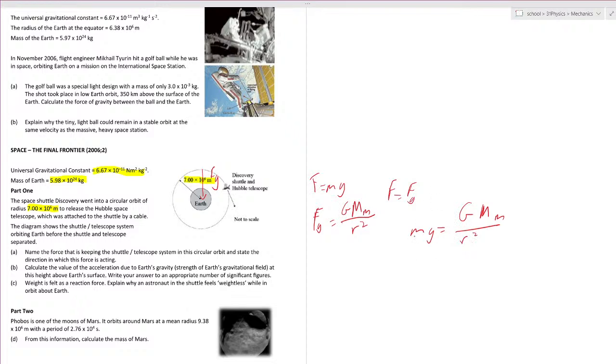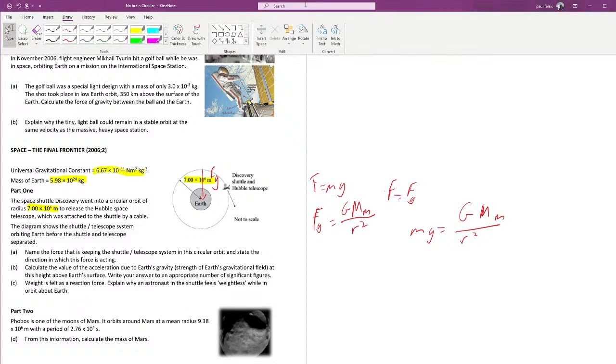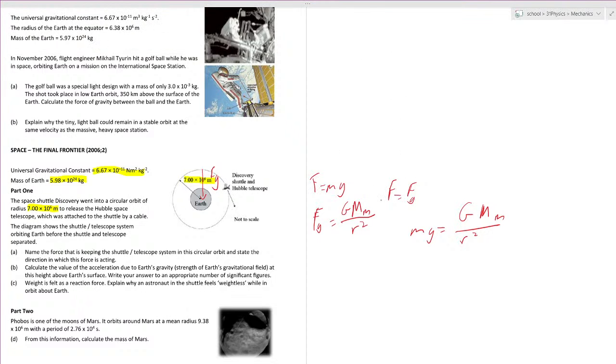And if you know your algebra, you know that we can multiply. I'll just do the algebra. I'm going to divide both sides by small m because I want to get rid of this m. Those two cancel out. So I'm left with the acceleration given by gravity is equal to the gravitational constant multiplied by the mass of the Earth divided by the radius of the orbiting thing squared.